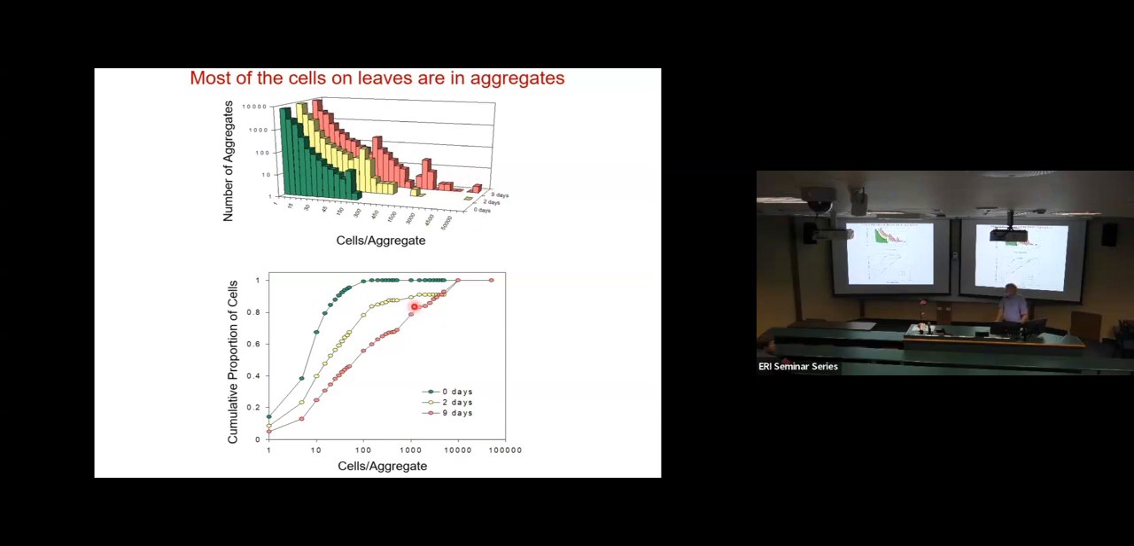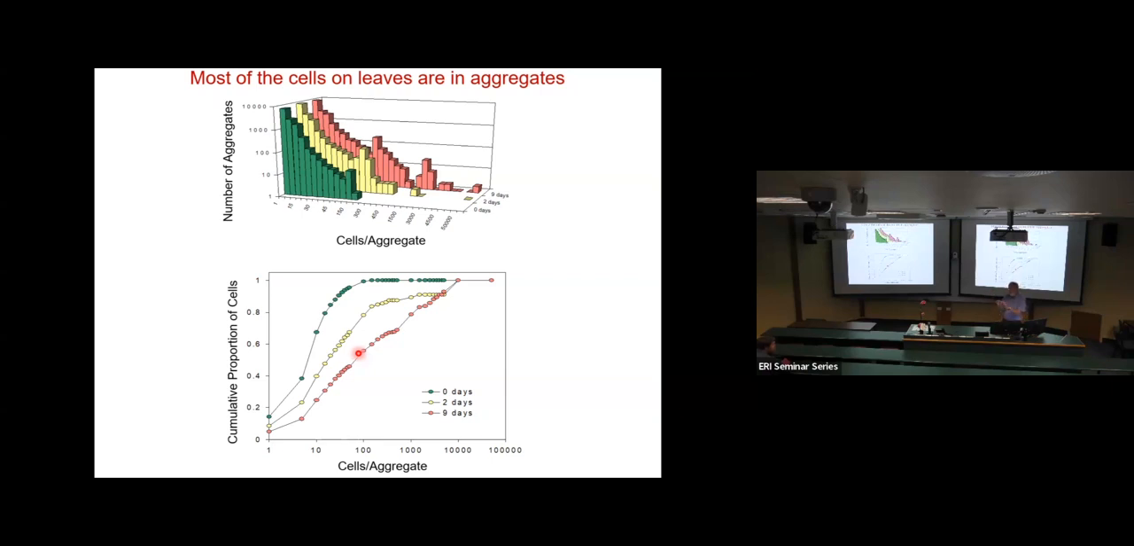But if you look at the bottom graph, where we're looking at the cumulative proportion of all the bacteria on that leaf as a function, again, of aggregate size on the x-axis, and let's just use 100 cells as a cutoff, you'll see that about half of all the bacteria on a leaf are in these relatively large aggregates of 100 cells or bigger.